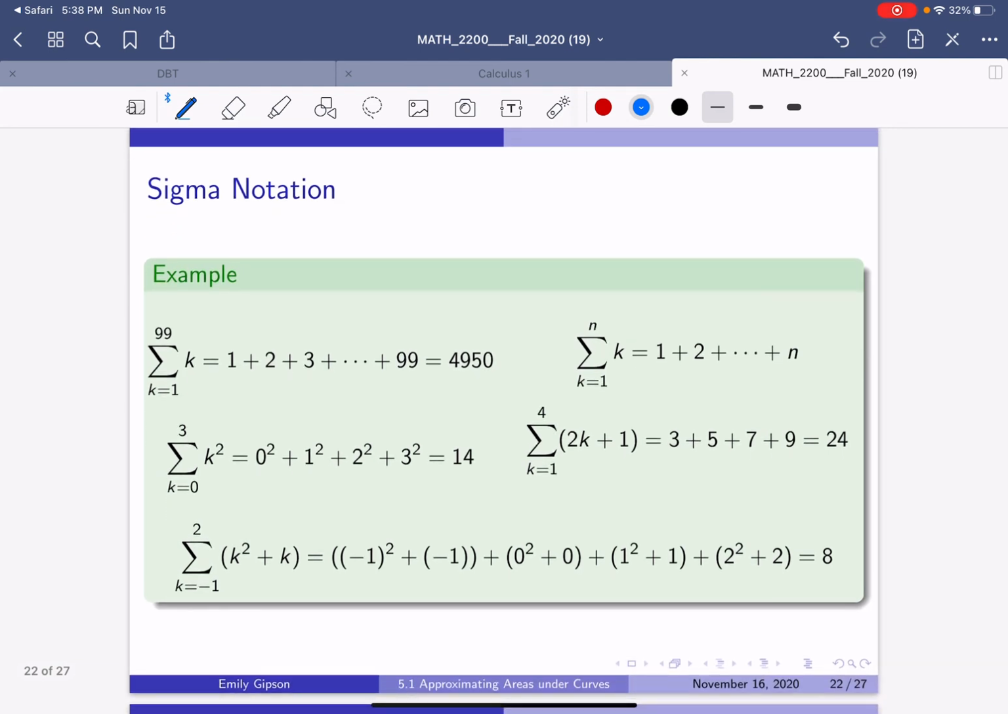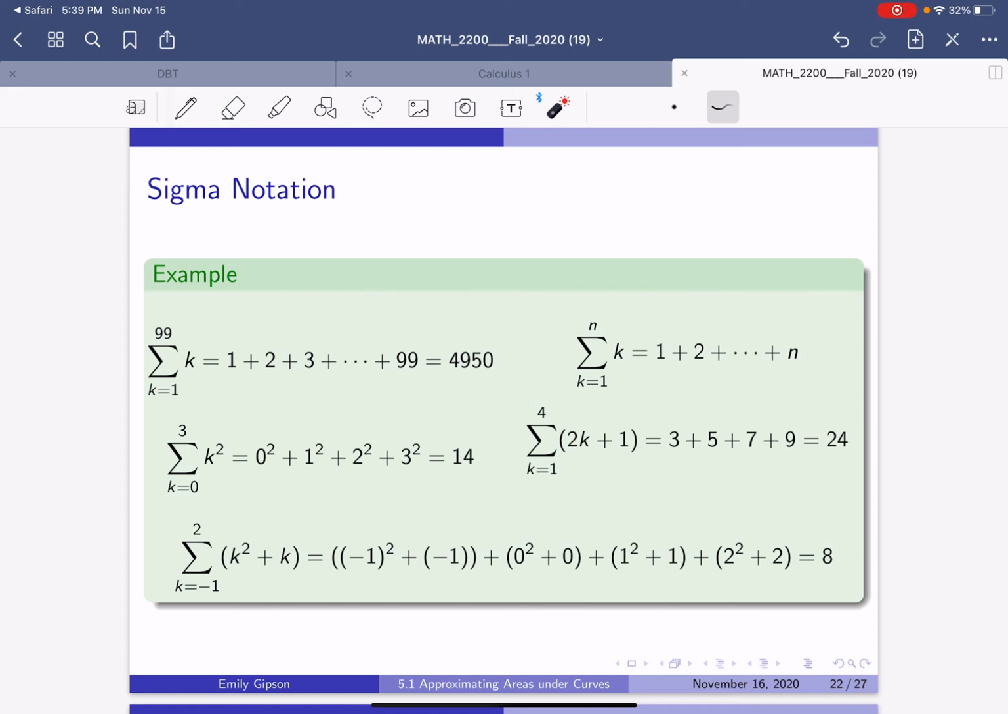So what I have here is sum from k equals 1 to 99 of k. So when k equals 1, I write down 1, plus k equals 2 is 2, plus k equals 3 is 3, plus all the way to k equals 99. And that is altogether going to equal 4,950. And later on, I'll show you a trick on how to get a number like that, because I'm not going to sit here and add 99 plus 98 plus 97 all the way down to plus 1. That's just insane. I'm not going to do it.